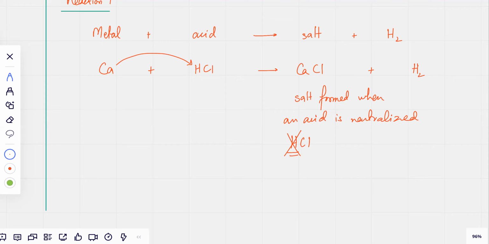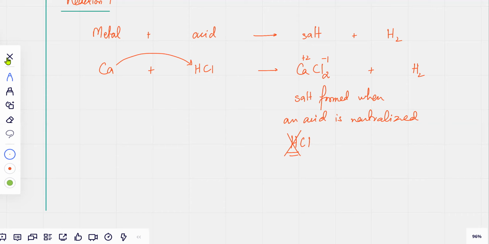Now there's one problem with this: whenever you make a formula, make sure you do crisscross again. Calcium is in group 2, it has a charge of +2. Cl is in group 7, it has a charge of -1. What would be the formula of the salt that's going to be produced? CaCl2. Okay, it's going to be CaCl2.